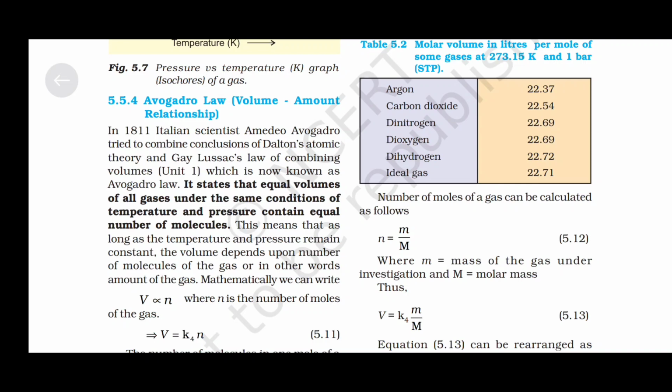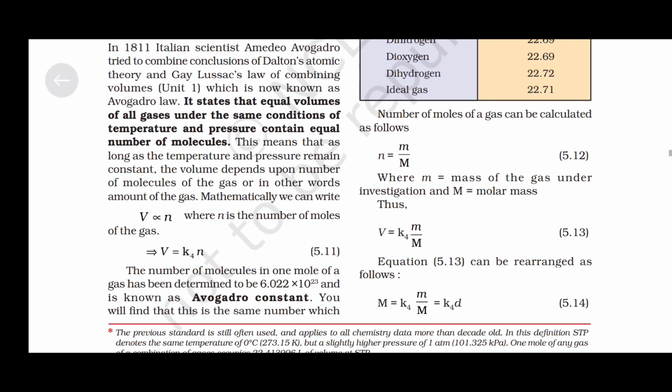It states that equal volumes of all gases under the same conditions of temperature and pressure contain equal number of molecules. This means that as long as the temperature and pressure remain constant, the volume depends upon the number of molecules of the gas, or in other words, the amount of gas. Mathematically, we can write V is directly proportional to n, where n is the number of moles of the gas. V is equal to k4 n.